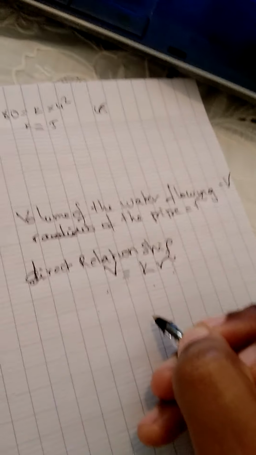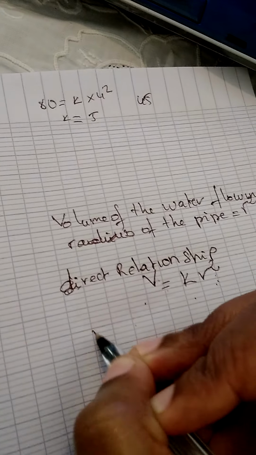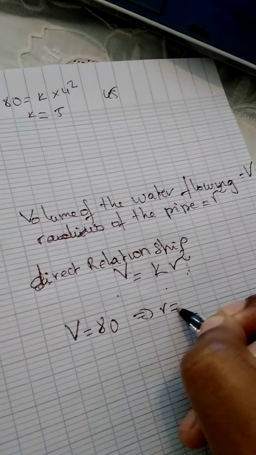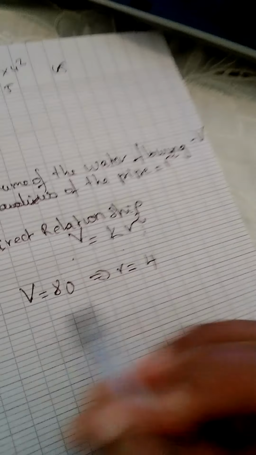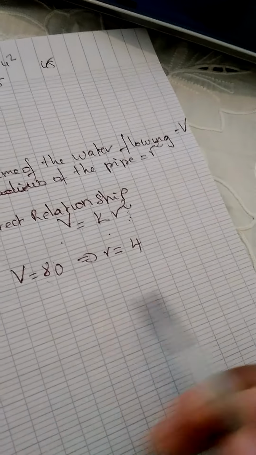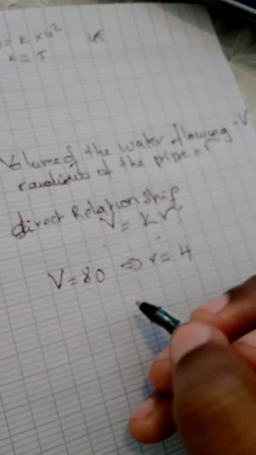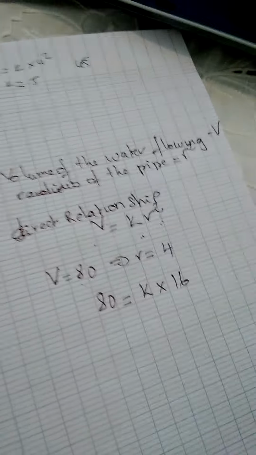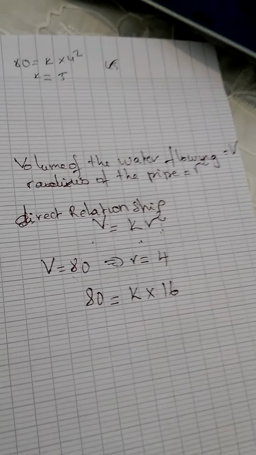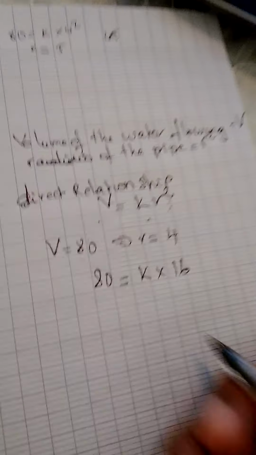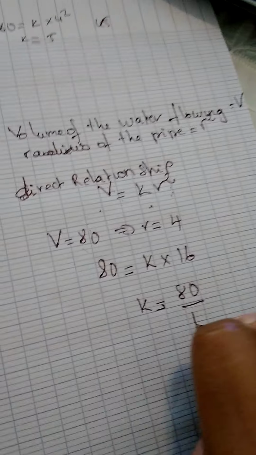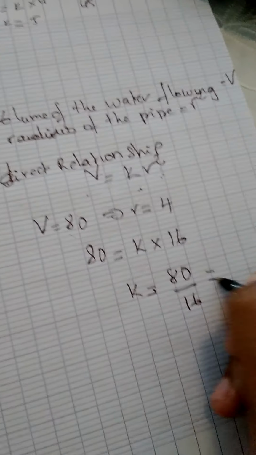Okay. So to find K, I was given that when V is 80, R is 4. This is the information I'm going to use to get my constant of proportionality. So 80 is equal to K times 16, because it's R squared. So now what is K? I will divide 80 over 16 and I'll get 5. So this is your constant of proportionality.